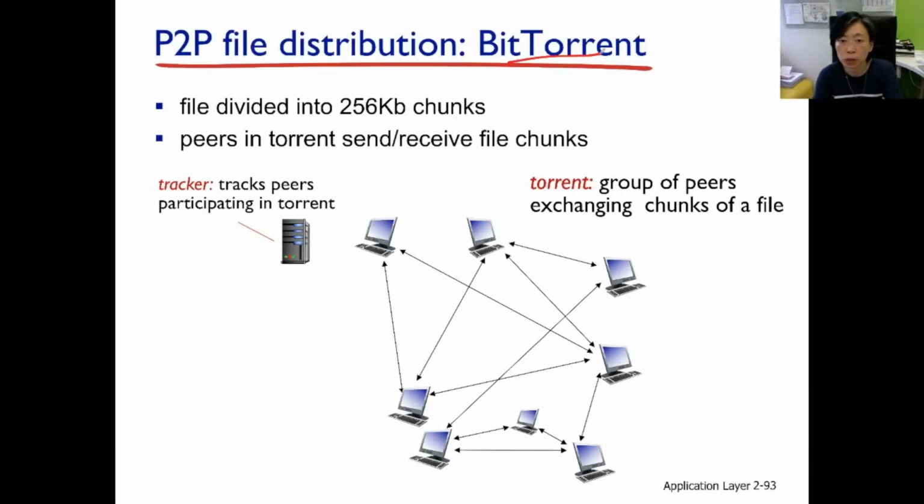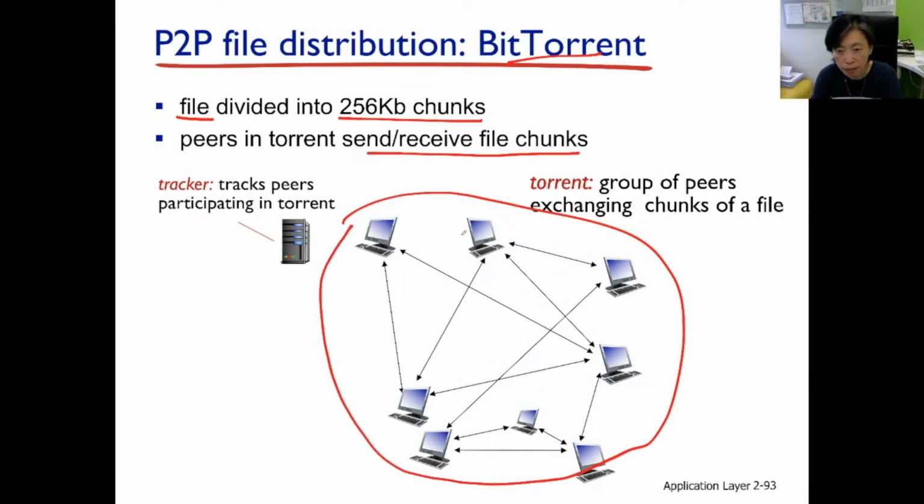First example is BitTorrent. The way the file is distributed in BitTorrent is instead of sending one big file at a time, it's divided into smaller chunks, 256 kilobytes per chunk. And the peers in a torrent actually send and receive these file chunks. So here's to illustrate the P2P network. Each of these is a peer, and the group of peers form a torrent. And they exchange chunks of a file.